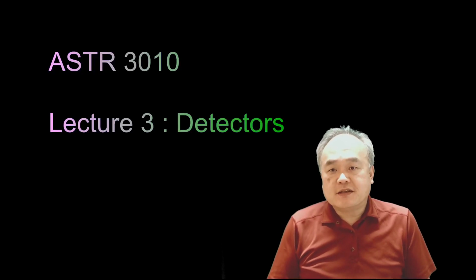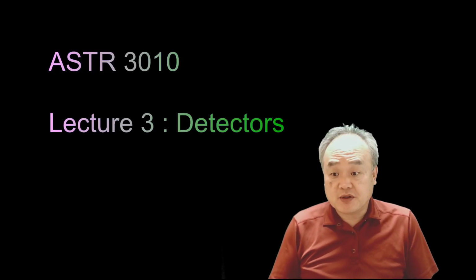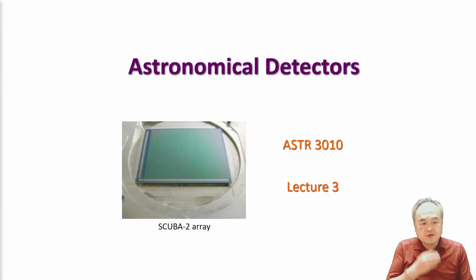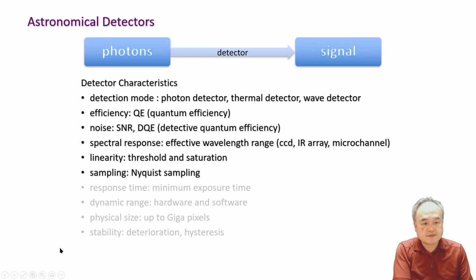Hello. So now it is time for the third lecture, and this time we will be talking about the astronomical detector. An astronomical detector detects the carrier of information, and for this lecture, we will be restricting our focus only to photons, so electromagnetic radiation.